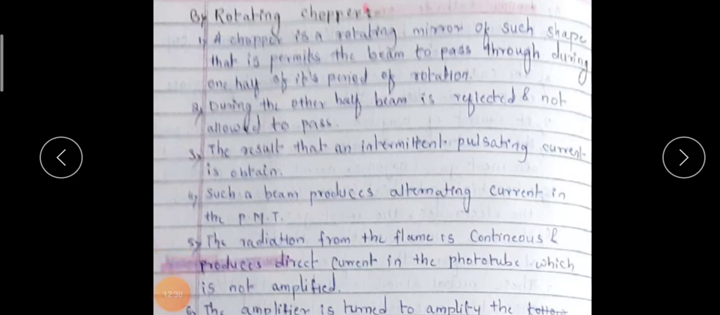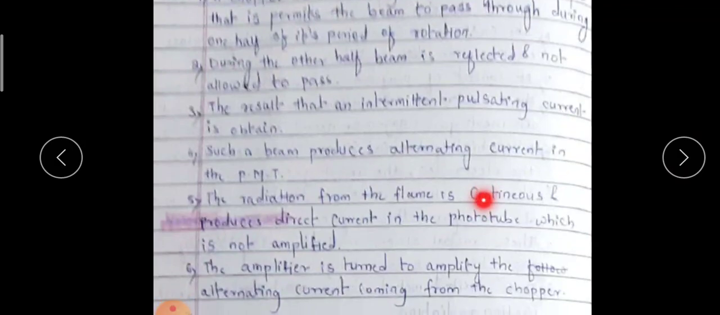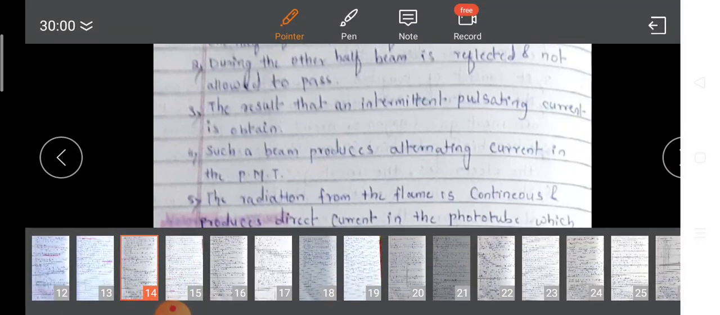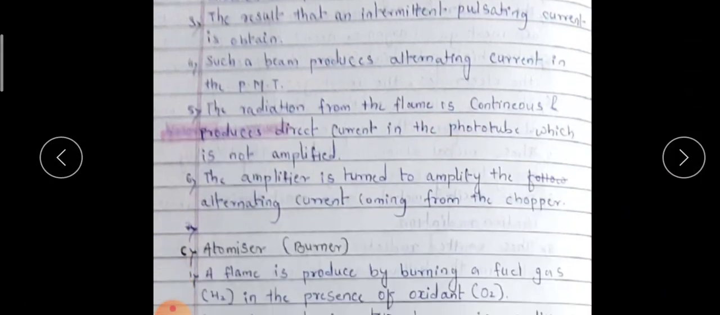The result is that an intermittent pulsating current will be obtained, and such a beam produces the alternating current in the PMT. This particular intermittent pulsating current goes to the PMT and it will produce the AC current, and it will be amplified by the amplifier valve. Otherwise, radiation from the flame is continuous and produces a direct current in the phototube, which is not amplified by the valve, so the amplifier is tuned to amplify the alternating current coming from the chopper.